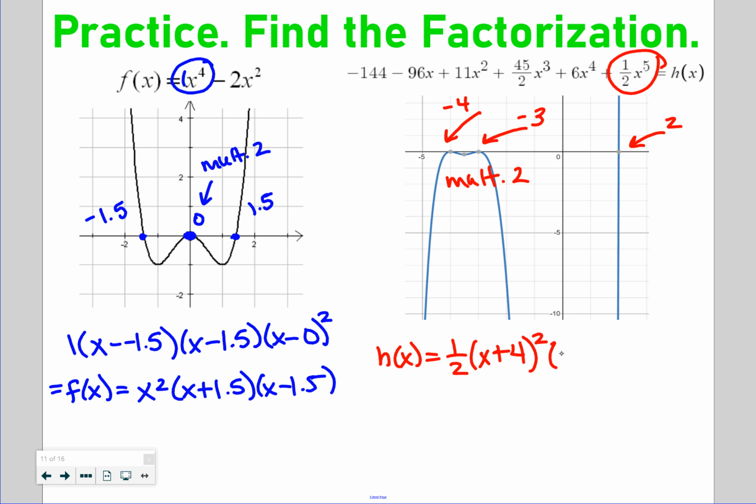X minus -3, or you could just say x plus 3. Again, it has a multiplicity of 2, so you square it. And then finally, x minus 2, and that went through the x-axis, so that has a multiplicity of 1. We don't need to square that parentheses. So this is your factored form. If you want to check it, you can graph that in the calculator and see if your graph looks approximately the same.